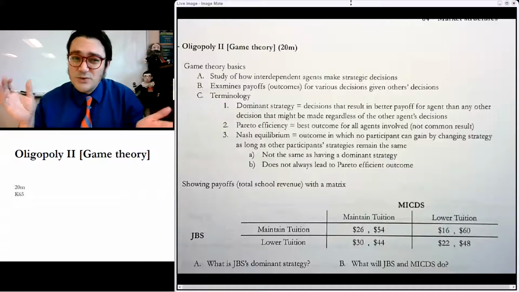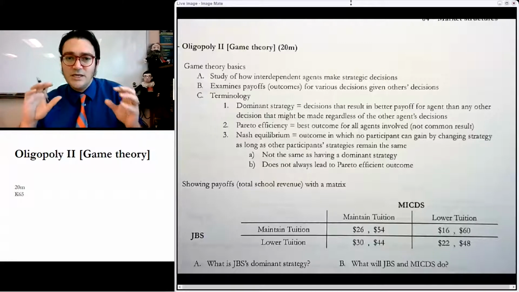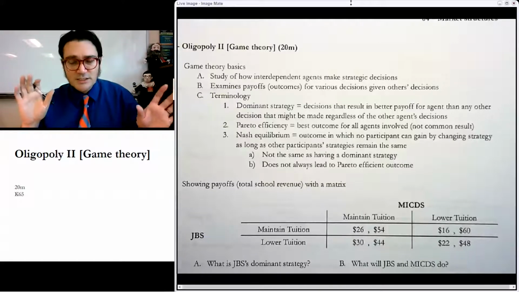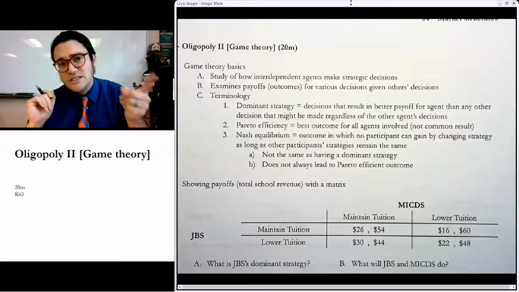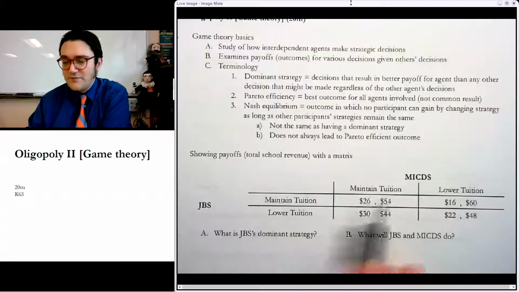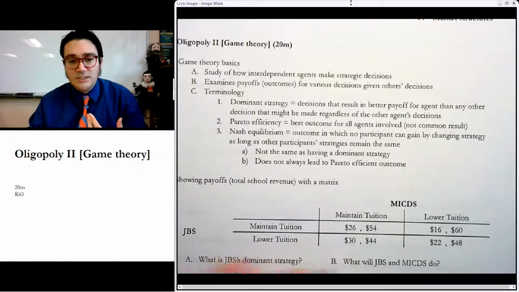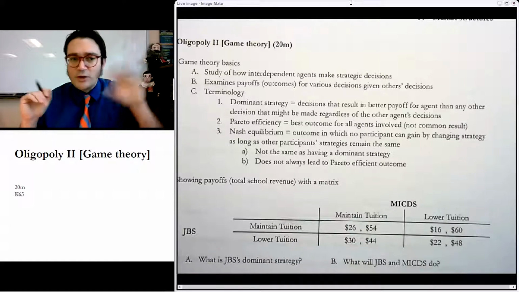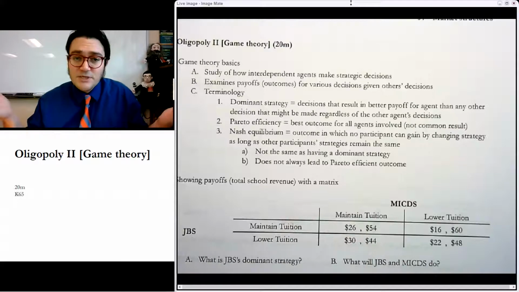There are some terms that sometimes throw students off. The first is called dominant strategy. And that one just means that it's the decision that would result in a better payoff for you, regardless of what the other agent does. So basically, if you have a dominant strategy, it means that it doesn't matter what the other person's going to do. You should always do that thing, right? And so in the example that I have below, you have maintain tuition and lower tuition as your two choices. And so if one of the two parties, the two schools, JBS or MICDS, will always do lower tuition no matter what the other one does, because it's better for them, then that's called a dominant strategy. So sometimes they'll have them, sometimes they won't.